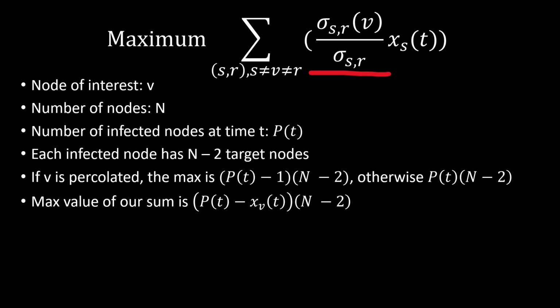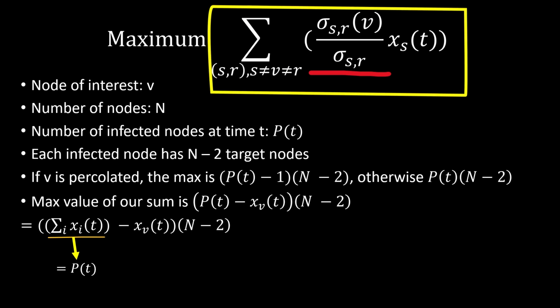We can further rewrite the left factor in this expression as the sum over all nodes i of x sub i of t minus x sub v of t, as the sum of the percolation states of all nodes at time t will be P of t, so long as we're only allowing binary node percolation states of 0 or 1.